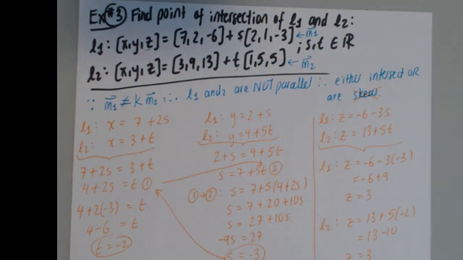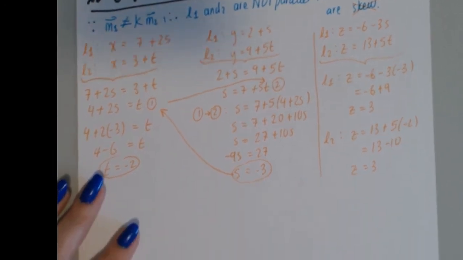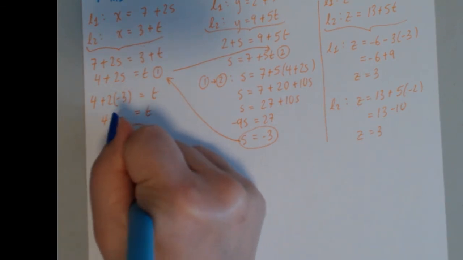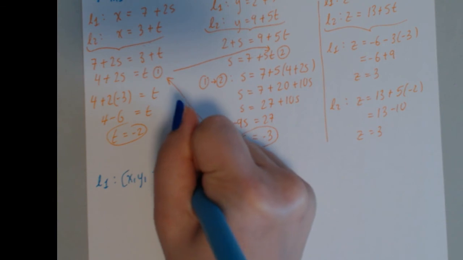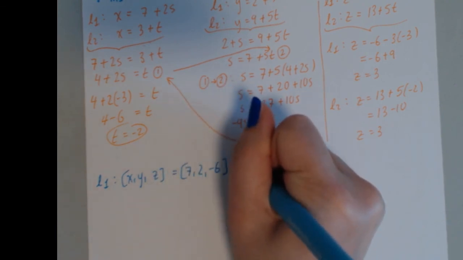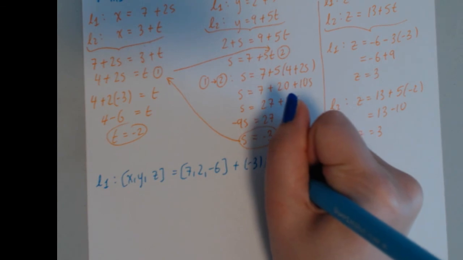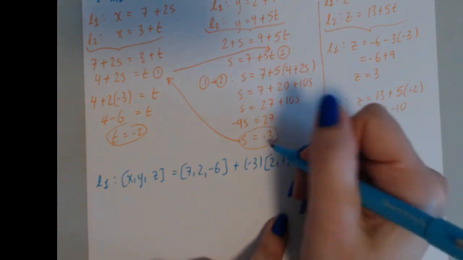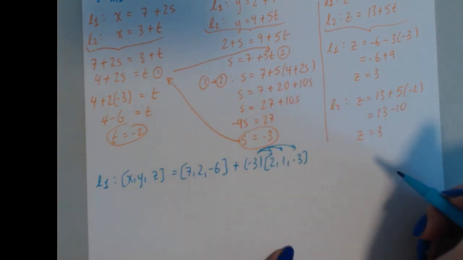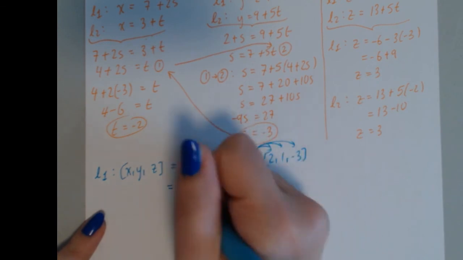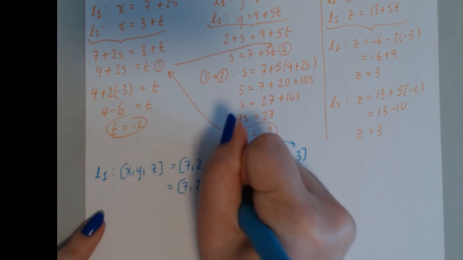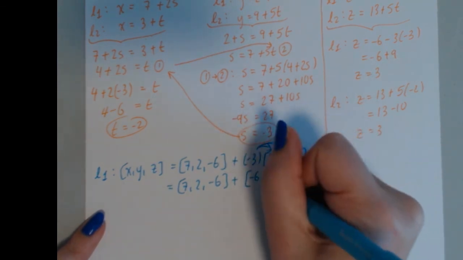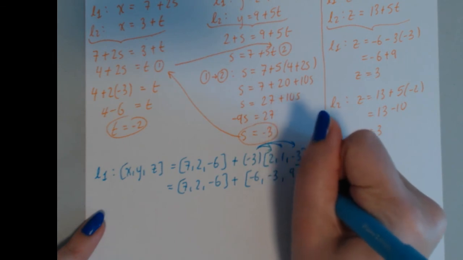I'm going to go ahead and plug S into L1 just because it appears first. All right. So L1, I have X, Y, Z is equal to [7, 2, -6] plus S, which is -3, times [2, 1, -3]. So I have a scalar multiple of a vector, so I'm going to take that value and I'm going to multiply it to each term inside. All right, so what do we get? We have [7, 2, -6] plus 2 times -3 is -6. -3 times 1 is -3. -3 times -3 is +9.